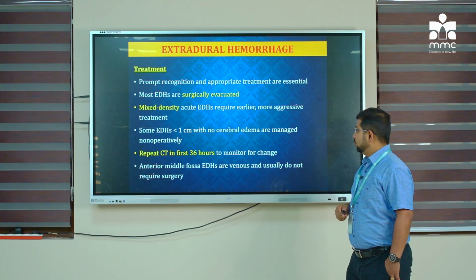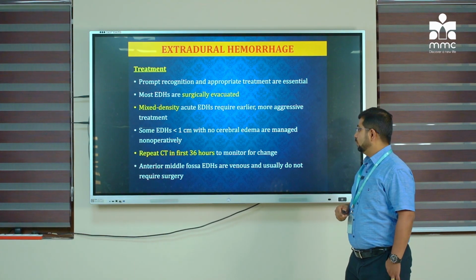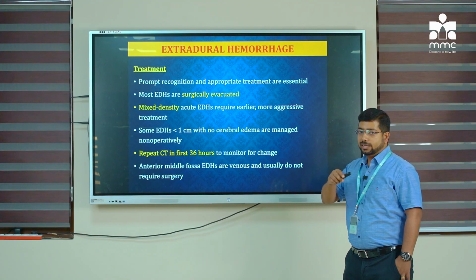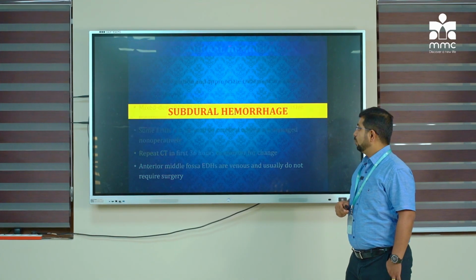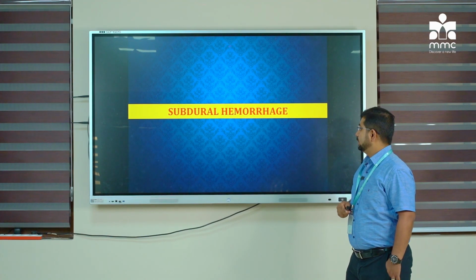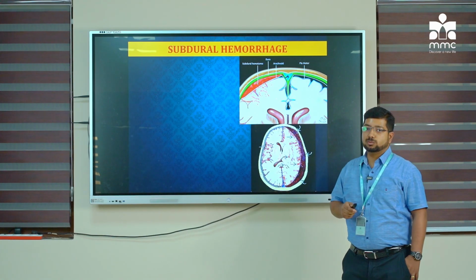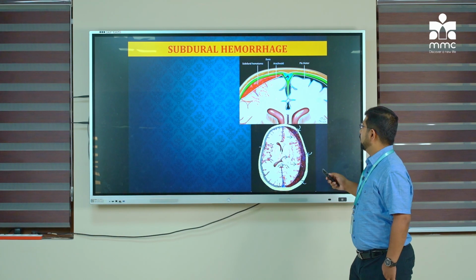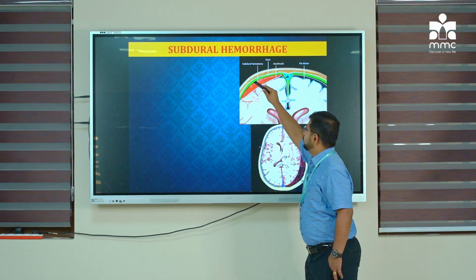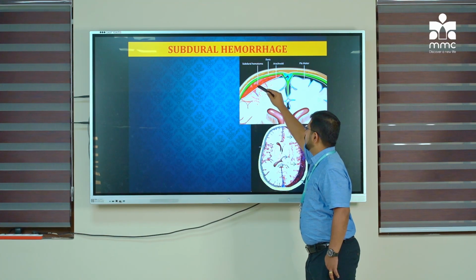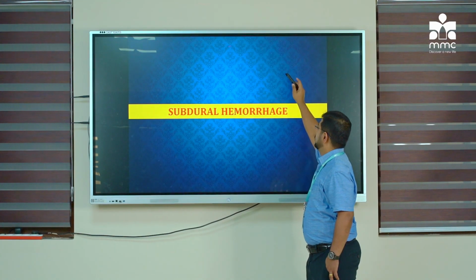Anterior middle fossa EDH are venous and usually do not require surgery. That is, when it is in the anterior part of the temporal lobe, anterior to the temporal lobe, then it mostly is venous. Coming to the next type of hemorrhage, which is subdural hemorrhage. Subdural hemorrhage means it is below the dura, but above the arachnoid. So between the dura mater and the arachnoid mater, there is a subdural hemorrhage.